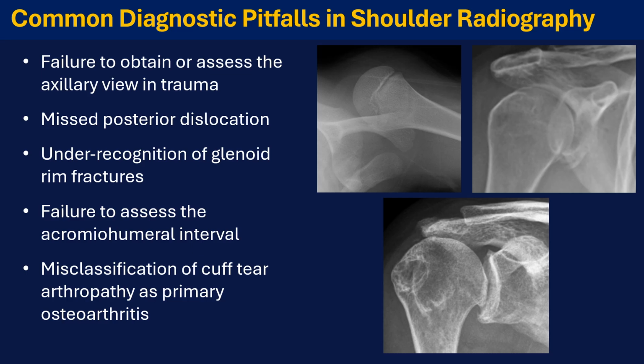A disciplined search pattern prevents these errors. Alignment first, then fracture, then joint space, then bone margins. Every time. Posterior dislocations are missed in more than half of cases on initial assessment.